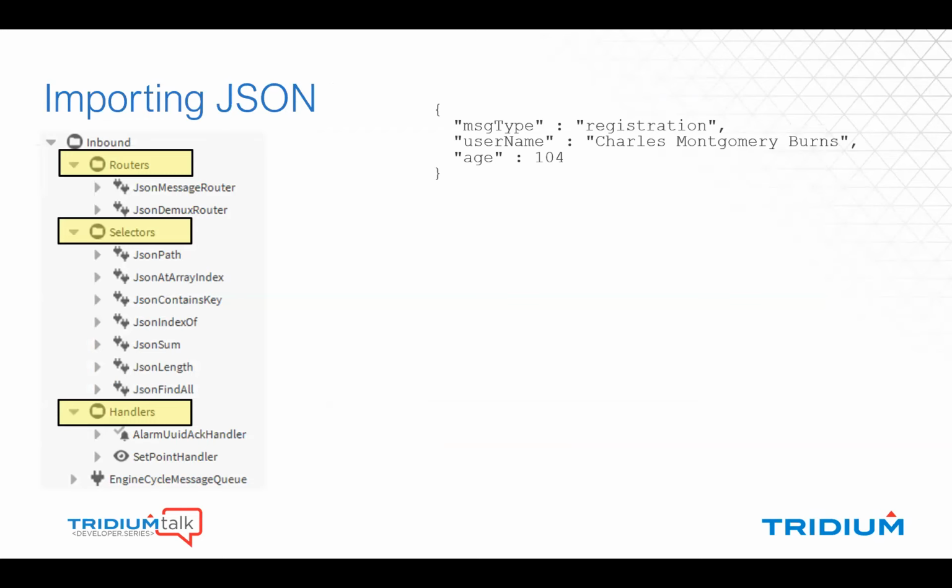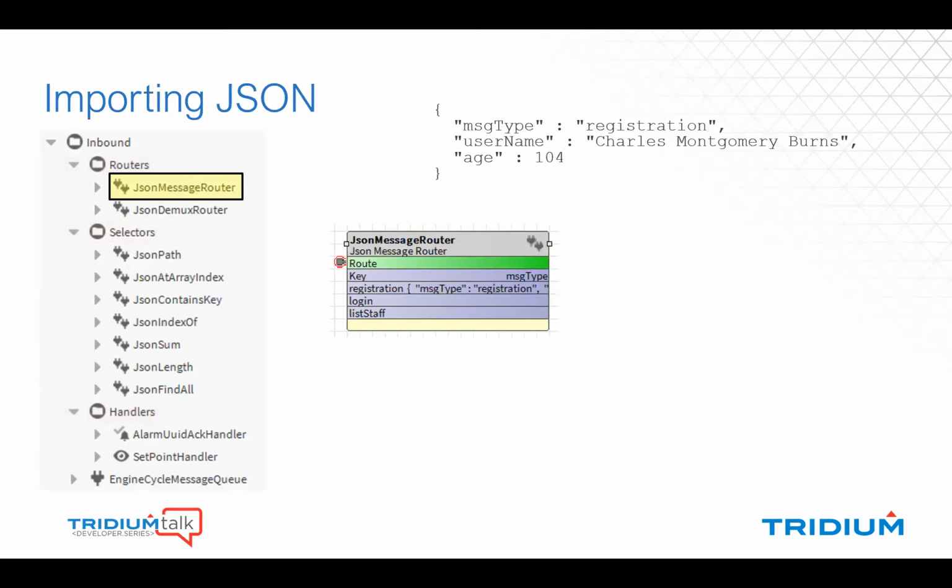Inbound processing is split between 3 categories. Routers, which determine where all or part of the message should be passed next. Selectors, which further dissect JSON messages. And finally, handlers, which do something based on the message. We have a set point change and alarm acknowledgement handler at present, and we assume you guys may be creating more of these as needed. We've tried to keep functionality in small, simple components which can be chained together.